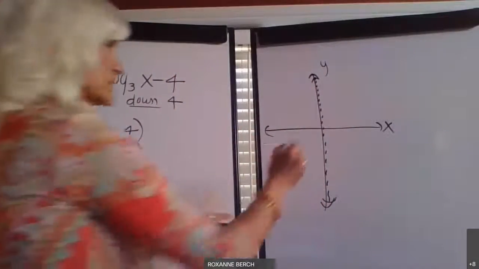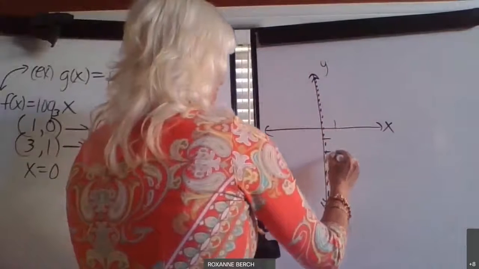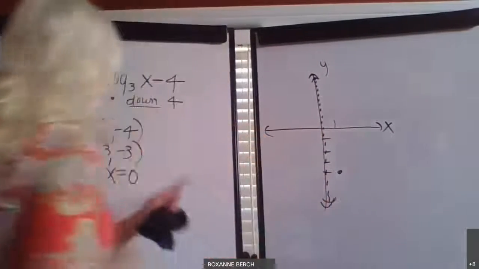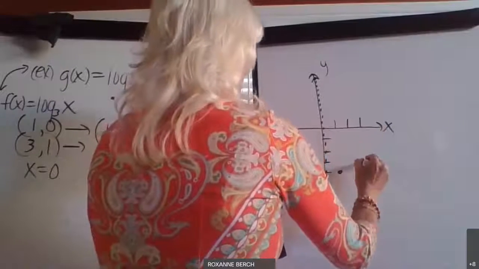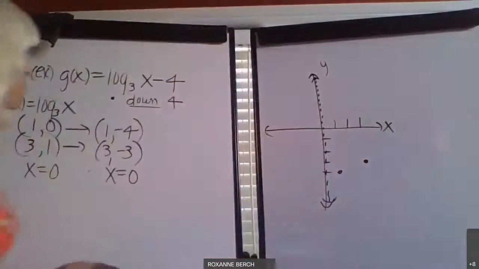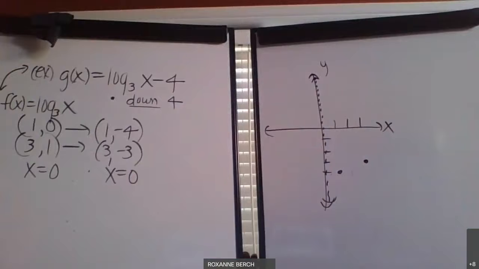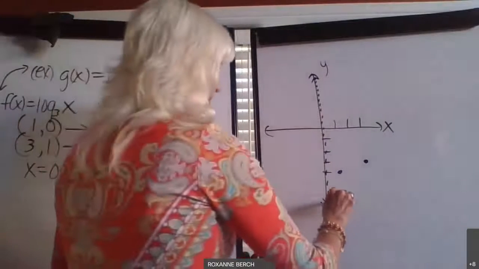So we got the points. Right 1, down 4. Right 3, down 3. And that's why I drew this little picture, right? He goes up along the asymptote like this.